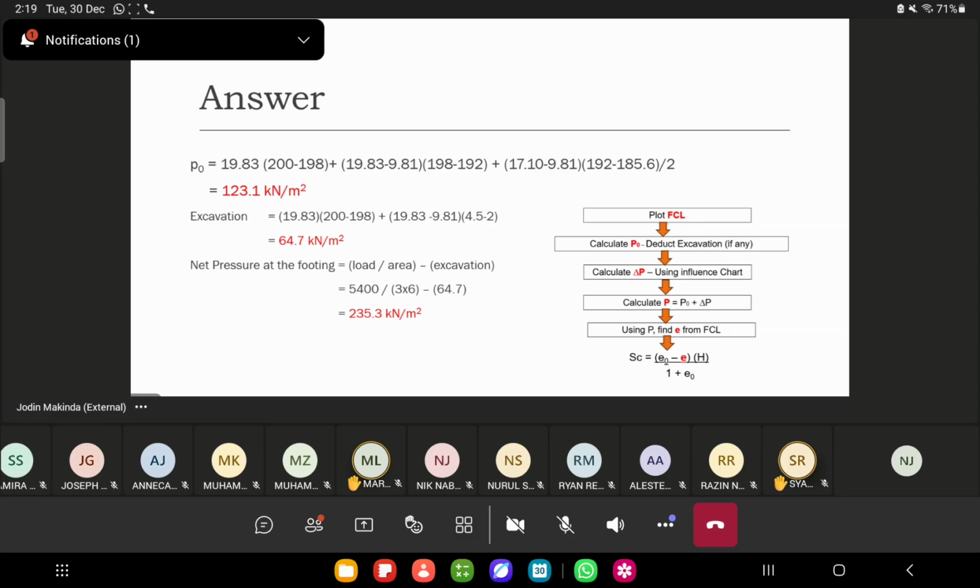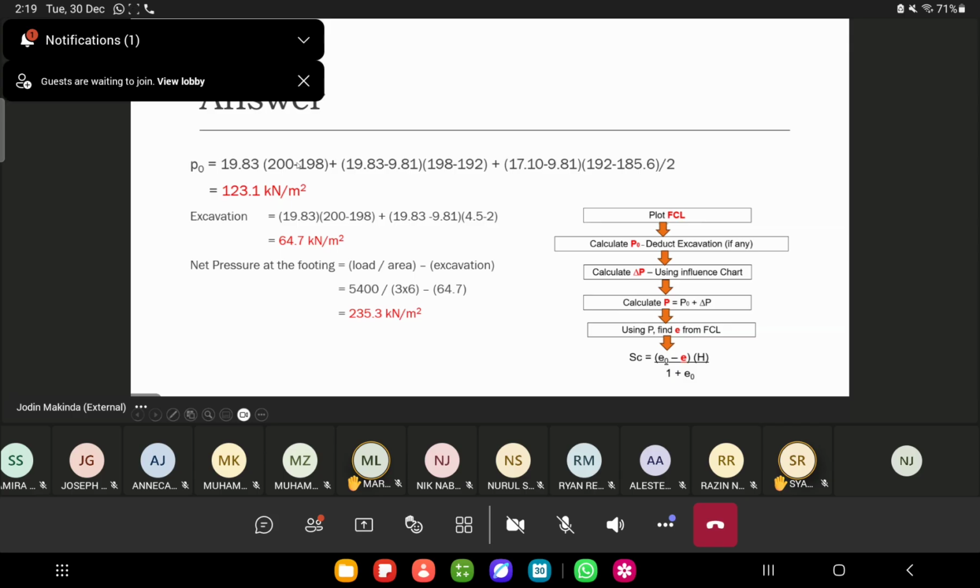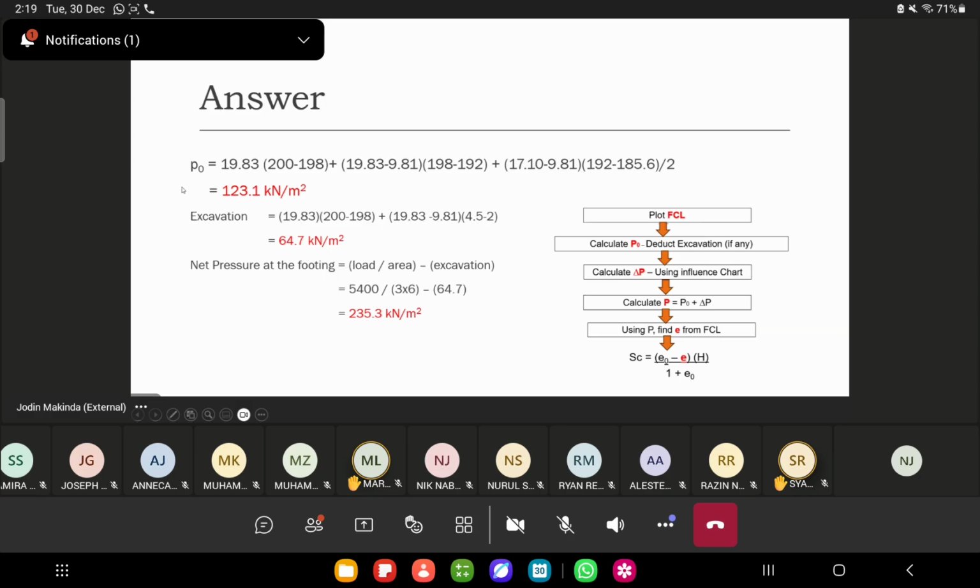Follow the step-by-step guideline. Plot the FCL, not needed. Calculate effective overburden pressure P naught. So you calculate the P naught here. Unit weight multiplied by the thickness. If there is a groundwater table, then you subtract the groundwater pressure. So you obtain the effective overburden pressure as 123.1.